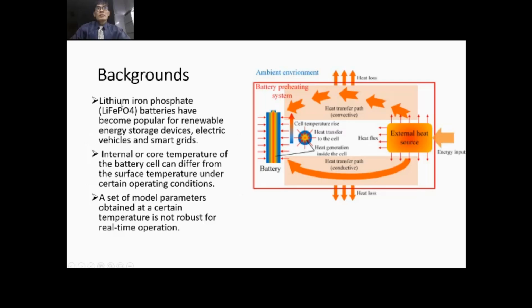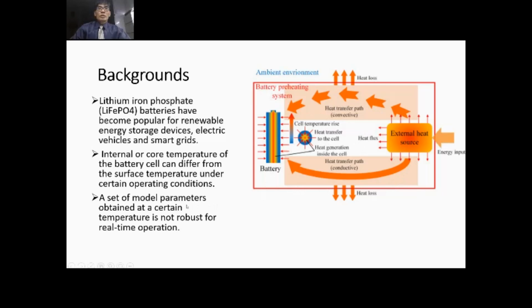So as a background, the lithium-ion phosphate batteries have become popular for renewable energies, storage devices, electric vehicles, and smart grids. Internal and core temperature of the battery cell can differ from the surface temperature under certain operating conditions. So you can see that for these battery cells, there are cell temperatures, and there are also the ambient environmental temperatures. So that will affect the batteries. This is something that I will try to model, the thermal into the electrical models.